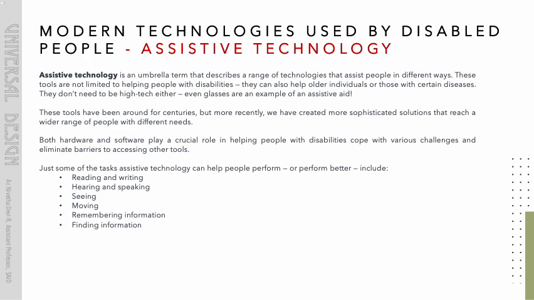These tools have been around for centuries, but more recently, we have created more sophisticated solutions that reach a wider range of people with different needs. Both hardware and software play a crucial role in helping people with disabilities cope with various challenges and eliminate barriers to accessing other tools. Just some of the tasks assistive technology can help people perform, or perform better, include reading and writing, hearing and speaking, seeing, moving, remembering information, finding information.